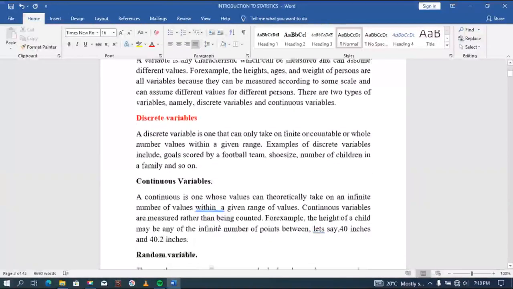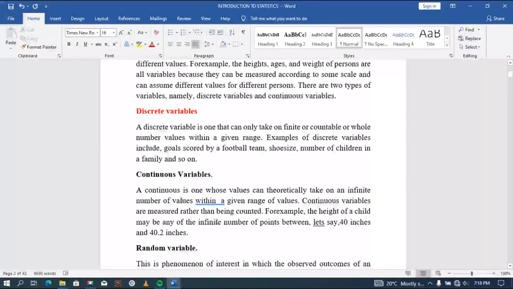Then you have continuous variables. This is the opposite of a discrete variable. With continuous variables, they cannot take a finite number of values. This is one whose values can theoretically take on an infinite number of values within a given range of values. So it cannot emerge as a whole number. There will always be some continuous values.